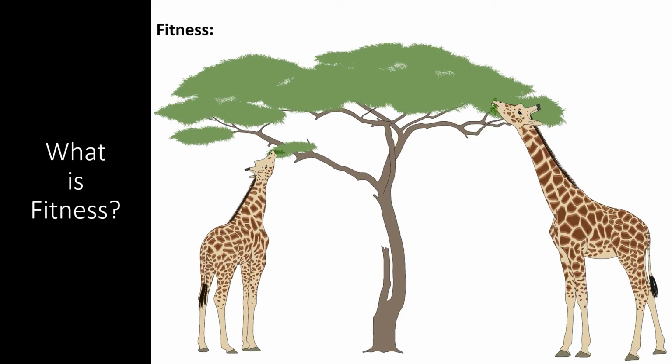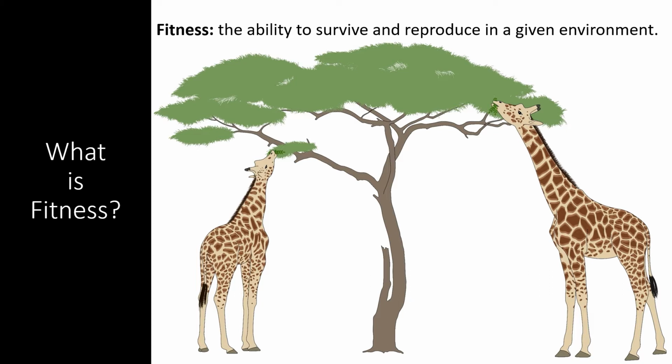Fitness describes an organism's ability to survive and reproduce in a given environment. Since every organism is just an expression of a DNA molecule in a particular environment, fitness is really just a measure of how well a DNA molecule can replicate itself. Let's consider a few examples.